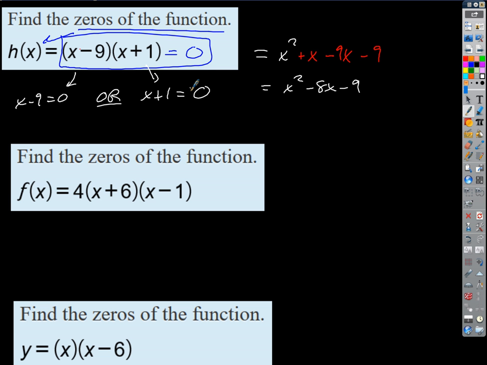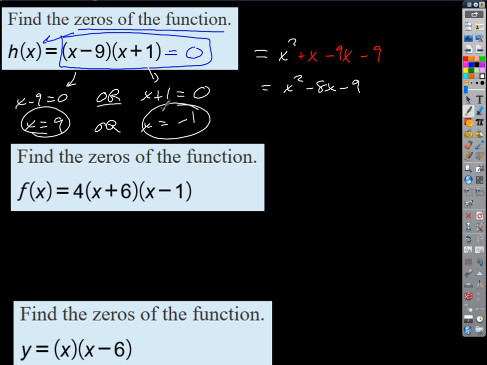So what are the values of x that make that happen? Ellie, what's the value of x that's going to make that first factor 0? 9. So either x equals 9, how about this one? Negative 1. Those are my solutions, right? Those are the zeros.